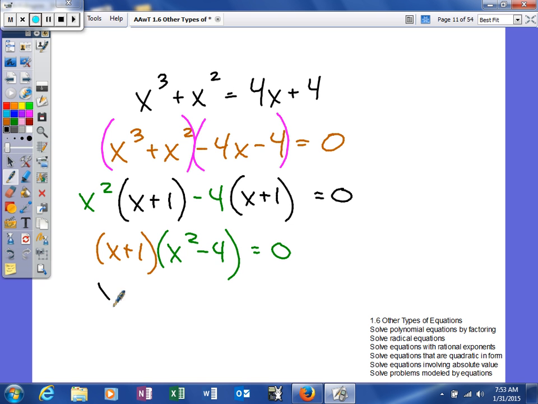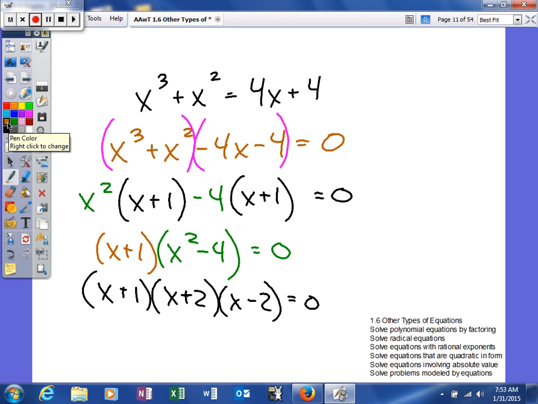And it does factor. It is going to be a difference of squares. So the square root of the first term gives me the first term in each of the binomials. The square root of the second term gives me the second. And then lastly, as you can see, the binomials have to be conjugates of each other. Lastly, what we're going to do is set each of our factors equal to 0 and solve.